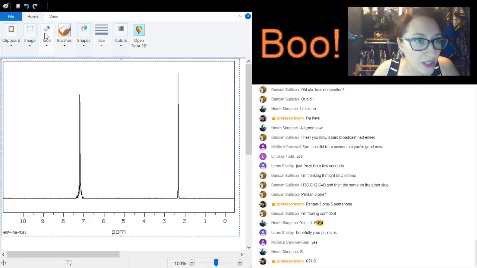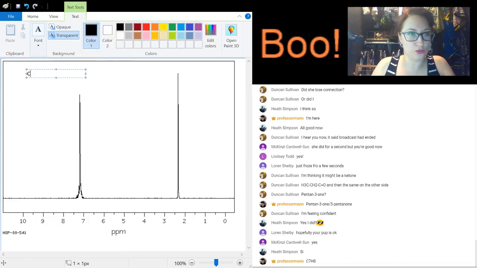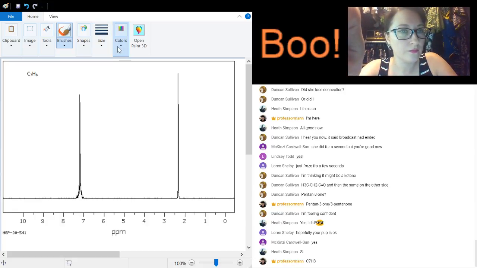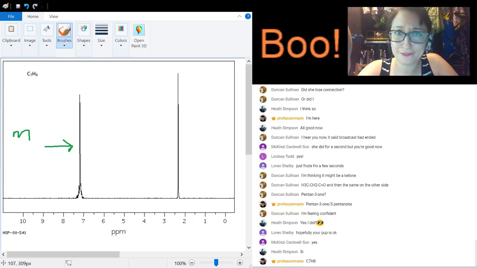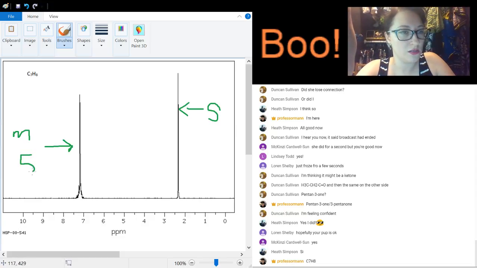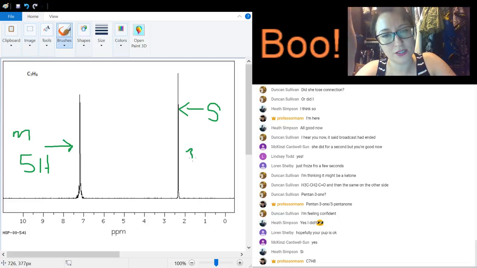So let me give you some information on this. I don't know if it'll let me do subscripts in here. Hey, it does, look at that. Lets me use shorthand. C7H8. Nice. So let me pull up my brush. I'll do green. This one is a really big multiplet. This one here is a singlet. The integration for these is 5 hydrogens, and the integration for this is 3 hydrogens.